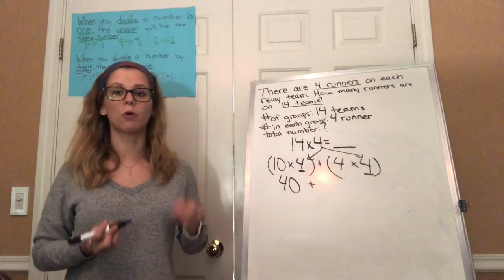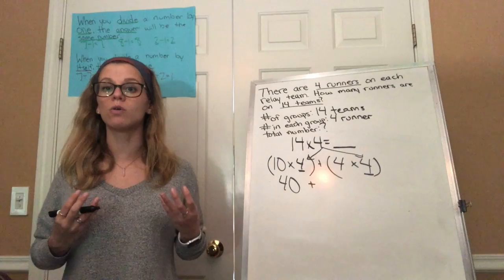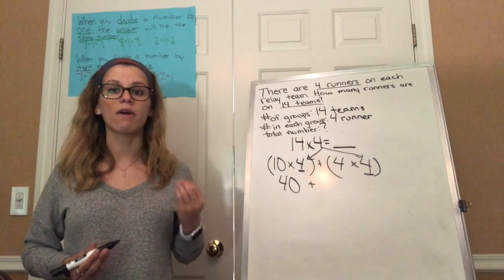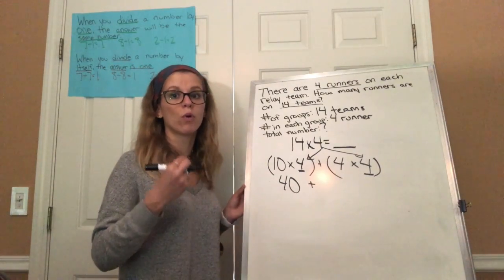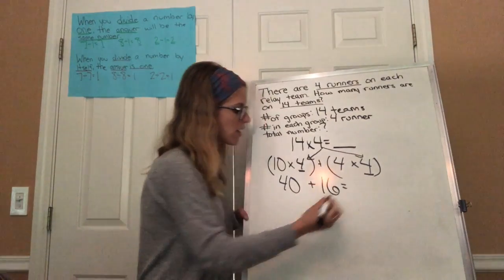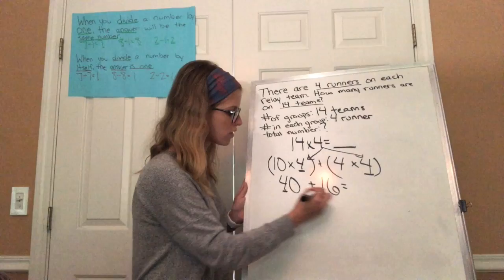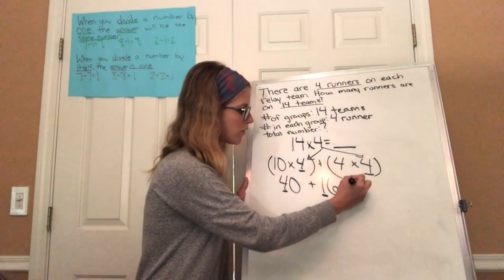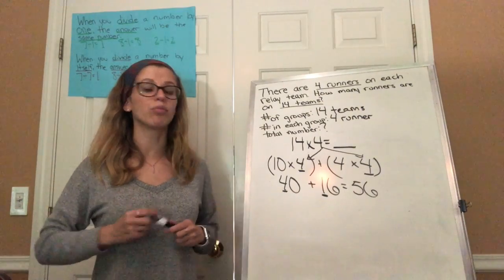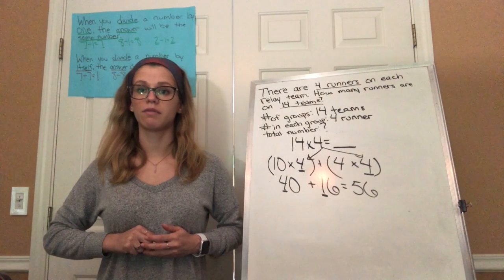Plus, what's 4 times 4? Either you might know it automatically, or if you don't, you can make 4 groups with 4 in each. But I know that 4 times 4 is 16. So now I need to add 40 plus 16. So I have 4 tens and 1 ten, so 56. Pause me and think about a different way that I can break up my number 14 into numbers that are easy for me to multiply with.